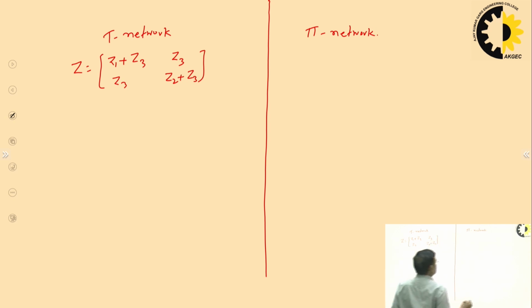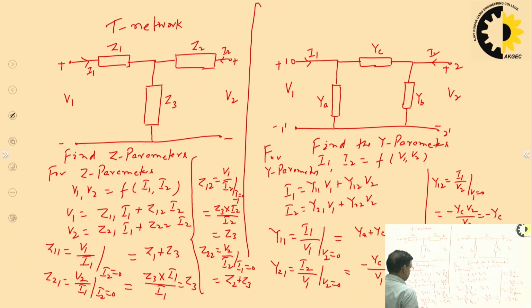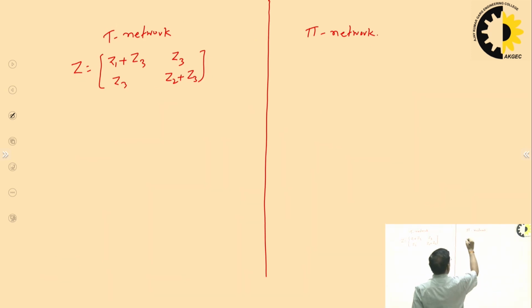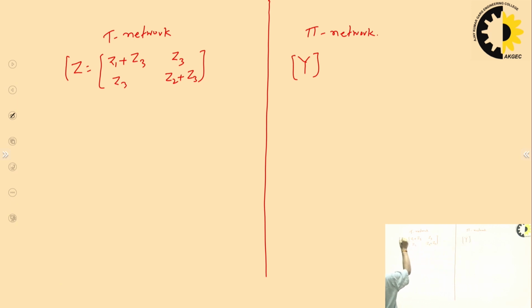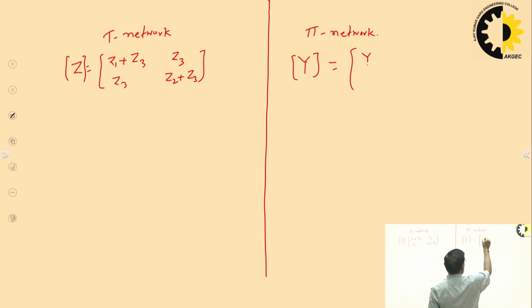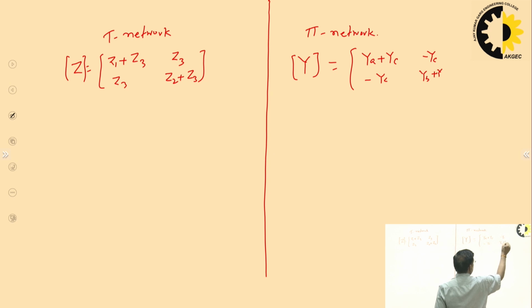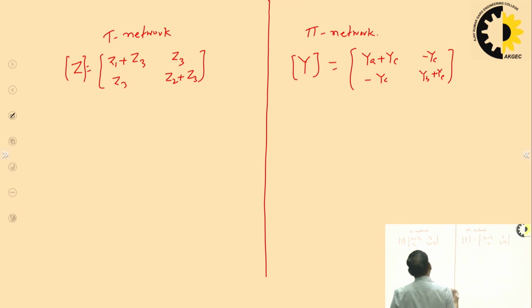Okay. Similarly, we can see what is Y11. So YA plus YC, YB. So Y parameters we can write. This is in the matrix form. So this is your matrix form. So this is Z1. This can be written as YA plus YC, minus YC, minus YC and YB plus YC. Okay. So for the given T and pi networks, we have obtained Z and Y parameters.